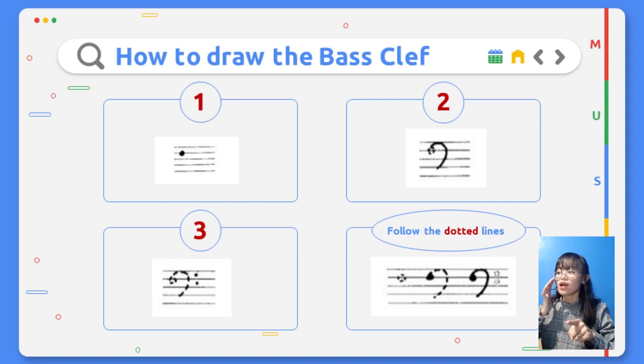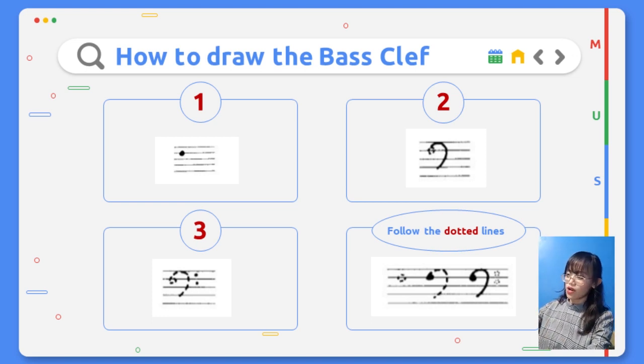Add the curve. Okay, then you're going to add 2 dots in the third and fourth spaces. So that, yan, kunwari naglagay ako ng dots sa third space and the fourth space. So first, step 1, you're going to draw a solid black circle on the fourth line. Then you're going to add the curve and you're going to add 2 dots on third space and fourth space.